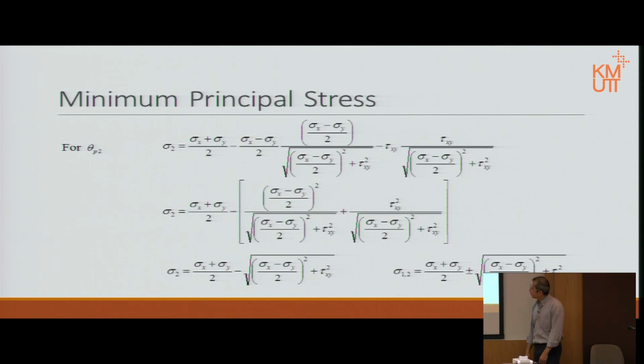Now we should notice that when we proved for sigma 1, the maximum principal stress, this term here is positive. When it becomes the minimum principal stress, it becomes negative. So usually it is written in the same equation in this form here, using plus minus.